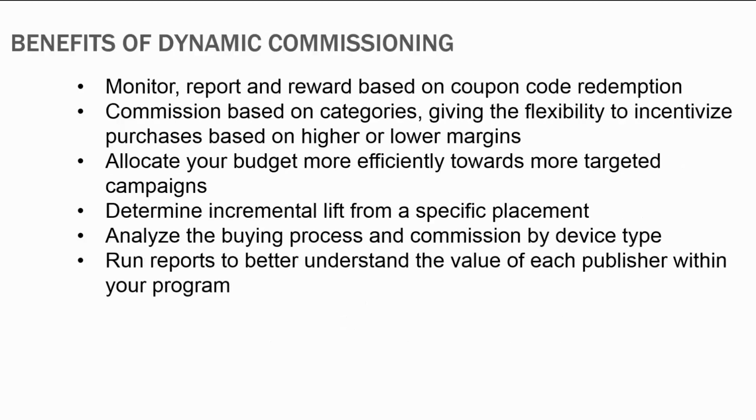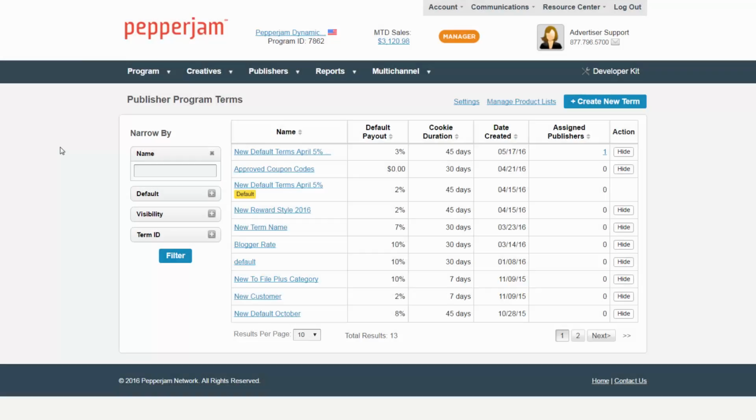based on coupon code redemption, commission based on categories, giving the flexibility to incentivize purchases based on a higher or lower margin, allocate your budget more efficiently towards more targeted campaigns, determine incremental lift from a specific placement, analyze the buying process and commission by device type, and also run reports to better understand the value of each publisher within your program. Let's take a look at dynamic program terms.